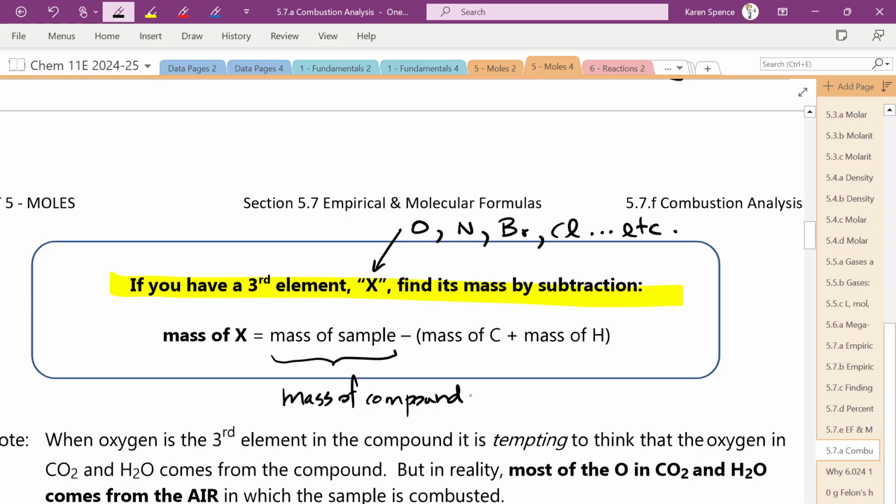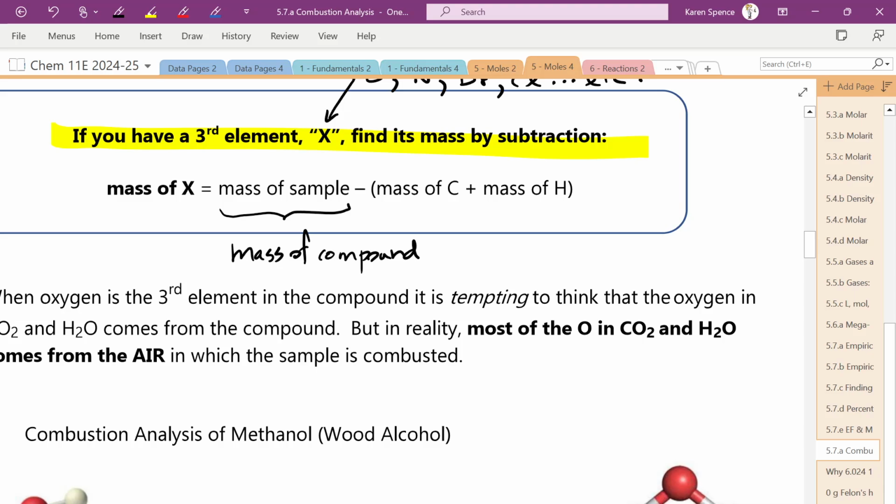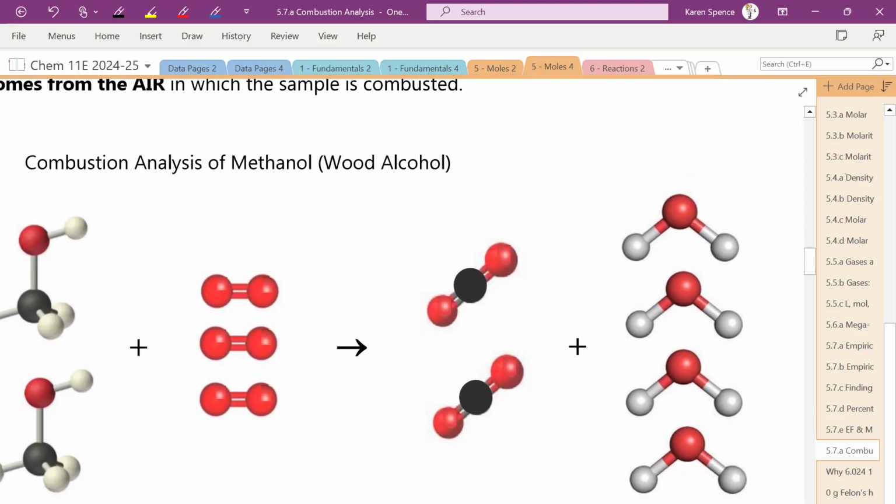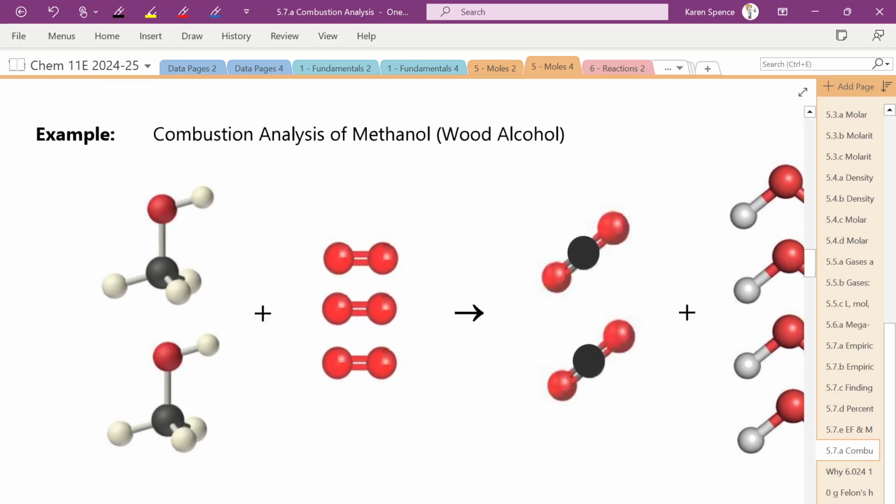Sometimes people like to think, oh hey, oxygen's in carbon dioxide, oxygen's in water. Couldn't I calculate the amount of oxygen from the carbon dioxide and the water? But there's a problem with this. The problem is that the oxygen that I want to find is in the compound. Yes, I want to know that there's like 2 moles of oxygen or whatever.